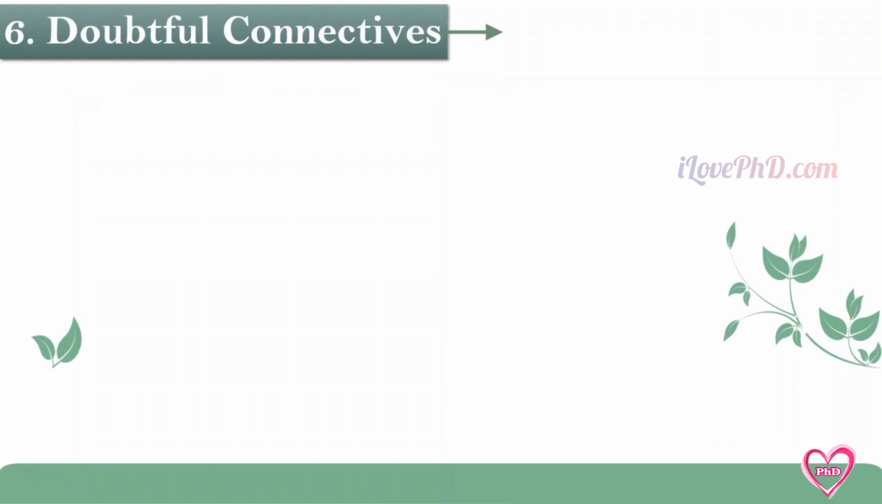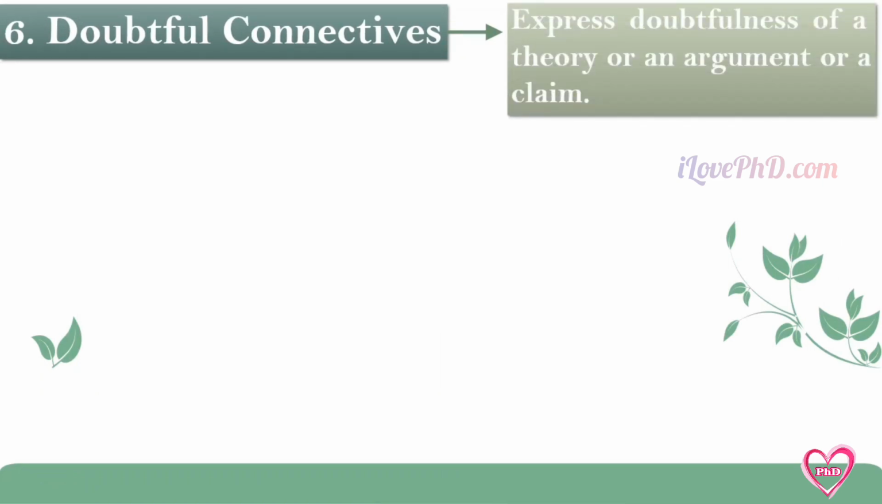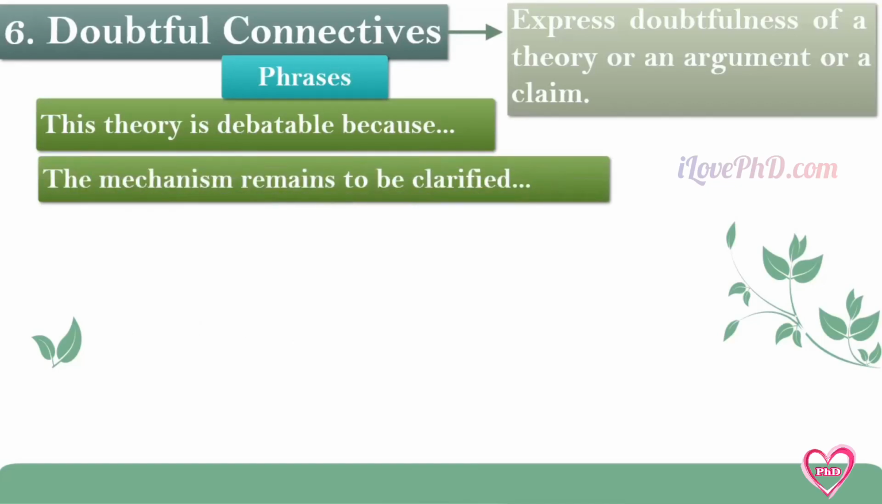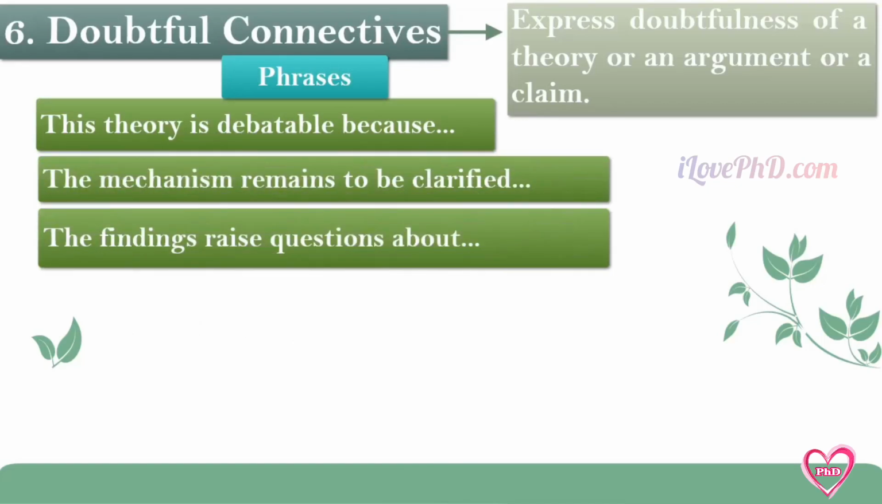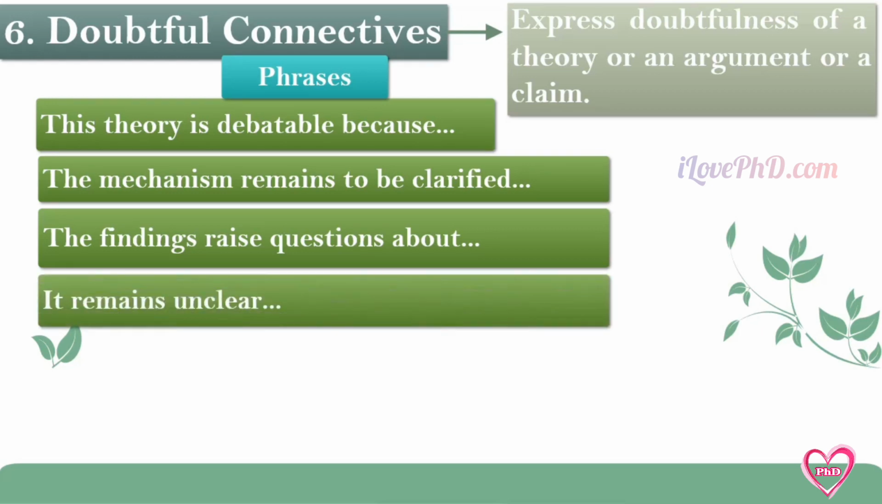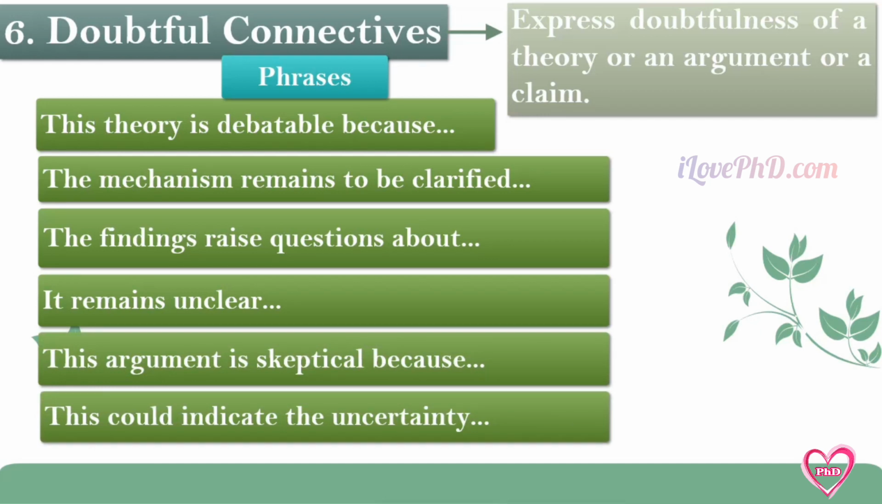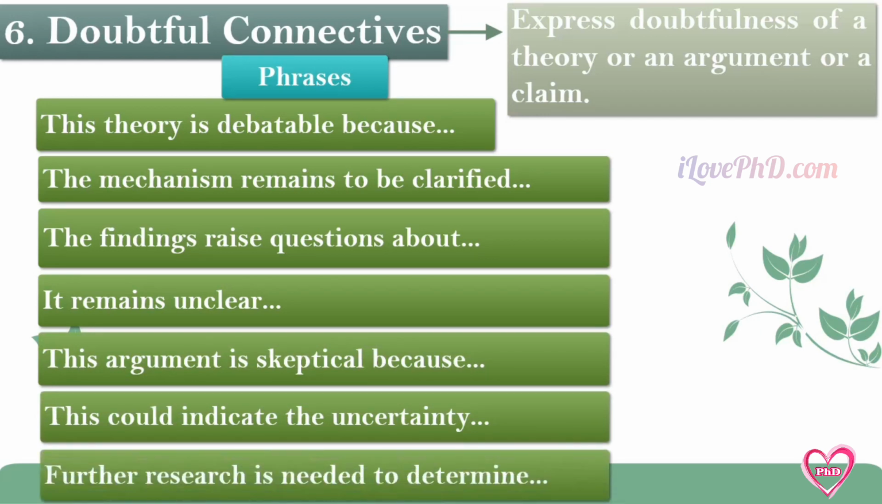Then comes doubtful connectives. These connectives are used to express doubtfulness of a theory or an argument or a claim. Some of the examples of phrases to express the uncertainty are: this theory is debatable because; the mechanism remains to be clarified; the findings raise questions about; it remains unclear; this argument is skeptical because; this could indicate the uncertainty; further research is needed to determine. These phrases will help you to indicate areas where more investigation is needed or where the current understanding is still tentative.